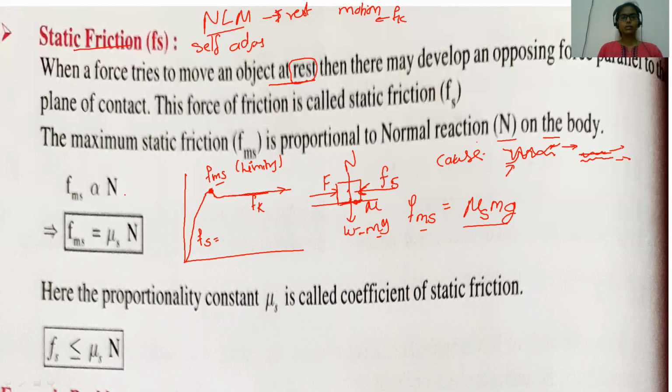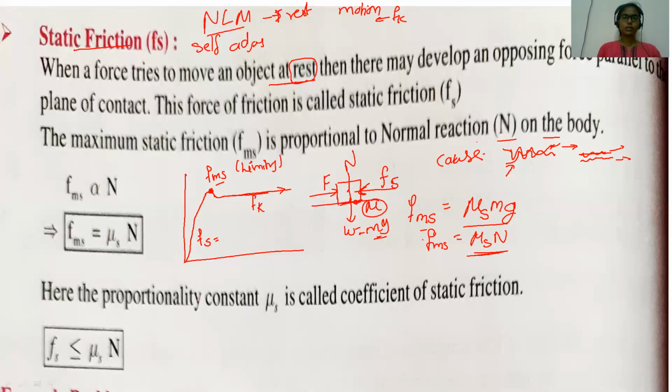See, Fms is proportional to the normal reaction, or maximum static friction, as we call it. Maximum static friction is proportional to mu s of N. Also, we can write mg is nothing but N only. Both are equal, so we can write mu s of N. Understood, children? Fms we can represent as mu s of N. This is a formula. Weight is m into g, and frictional force is mu. I hope this is clear, children.